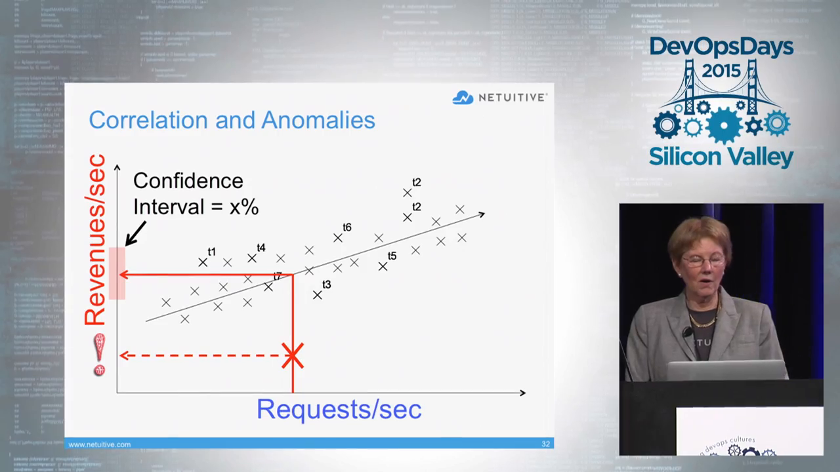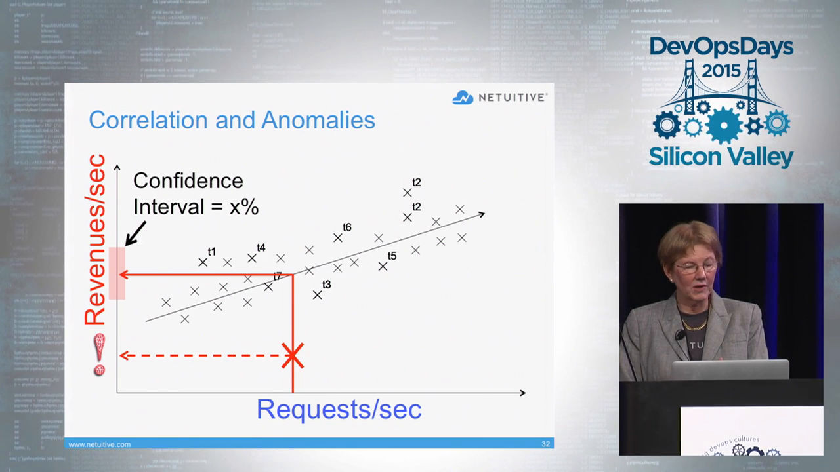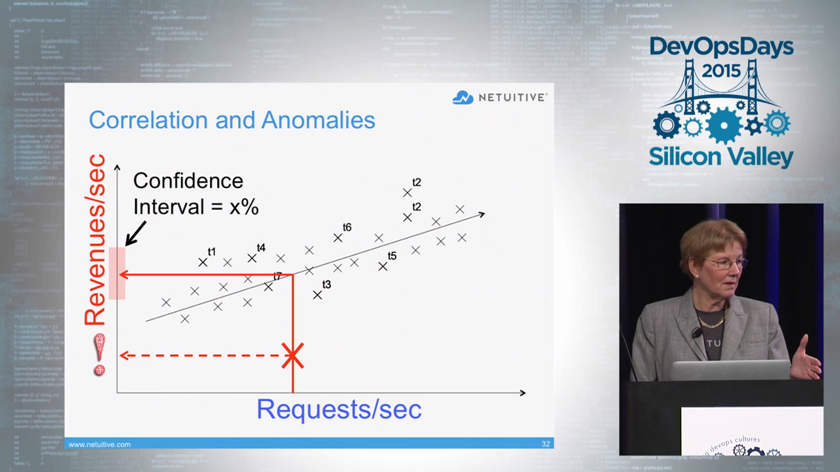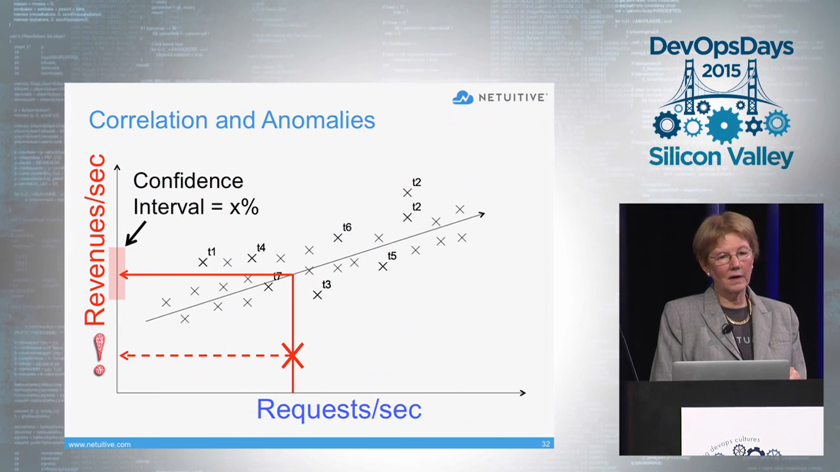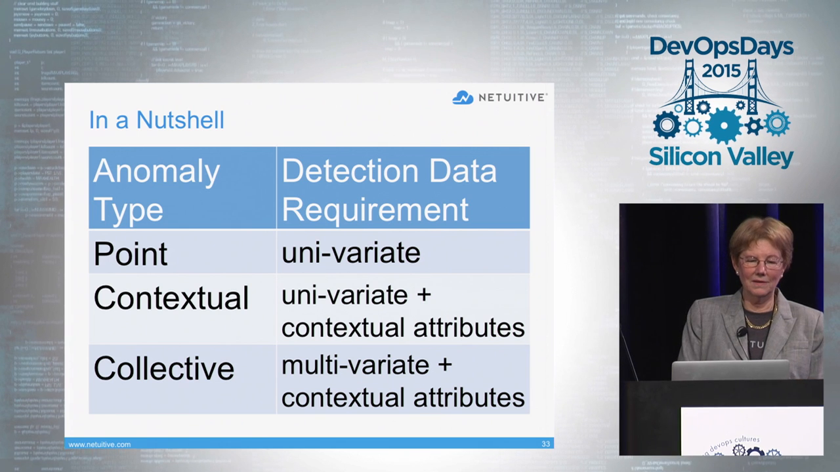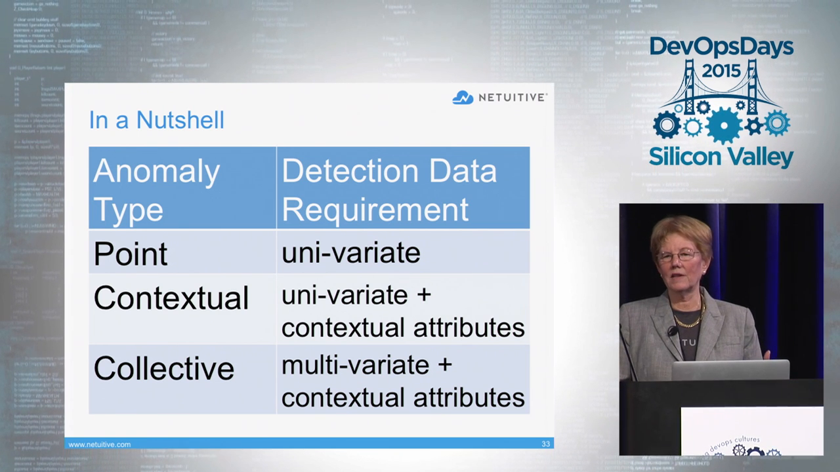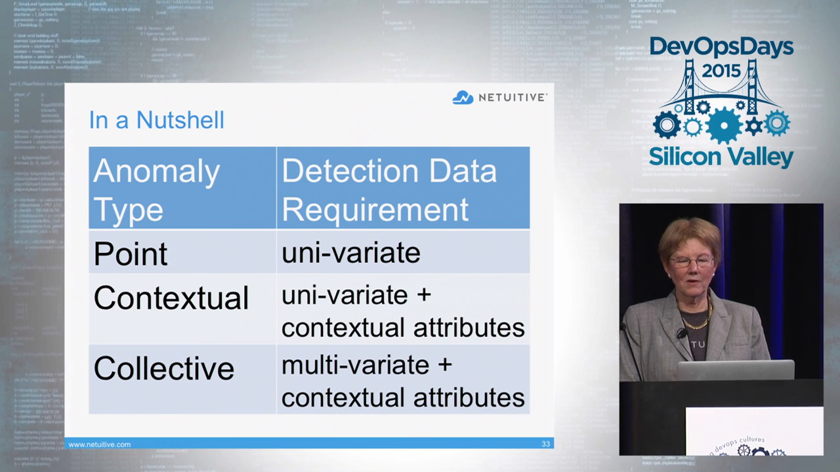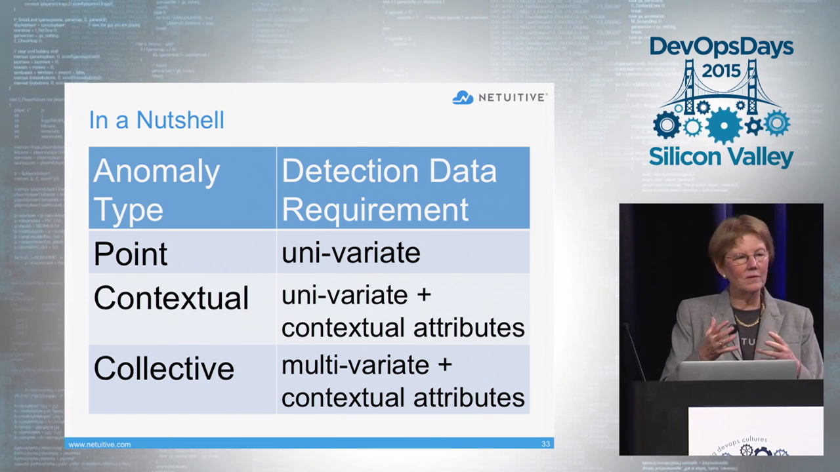This gives you a way to recognize anomalies, because if you see something like this, where the requests are in the same place on the x-axis, but revenues are odd, then that's a good candidate for being an anomaly. So those are the three types of anomalies. I got these types from academia. They're always full of taxonomies, but it's useful because different algorithms can be used for the different types. The key differentiator between these types, really, is the amount of context that is needed in order to detect the anomaly.